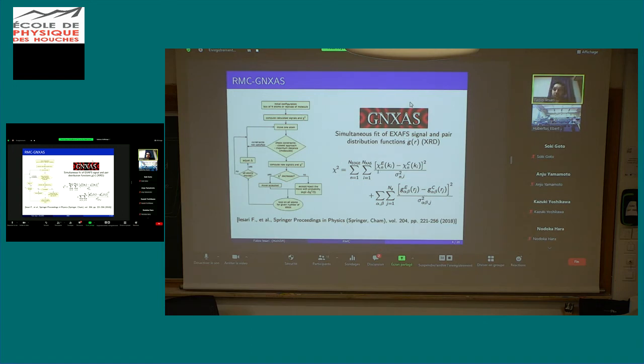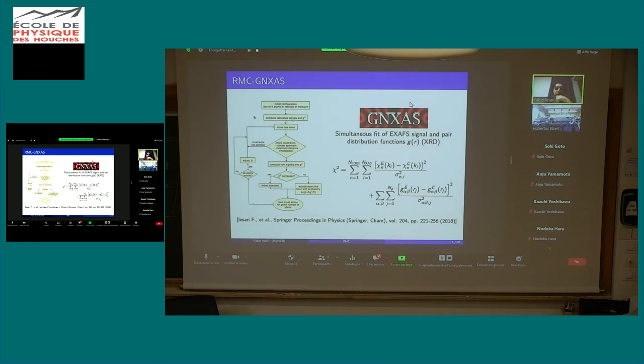So the quantity that we minimize in the simulation is the difference between the experimental EXAFS signal and the signal calculated from our computer simulation. And also the same for the pair distribution function. In the case of a multi-atomic system, we can also use the partial pair distribution functions, which are the atomic specific distribution functions, so for specific elements.